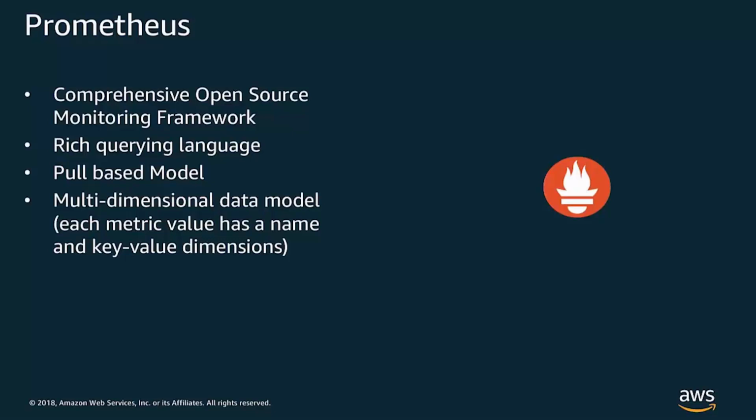Another really great thing about Prometheus is that it has a multi-dimensional data model, which means that each metric value that you store is going to have a name and then a bunch of key value dimensions attached to it. And this gives you a really powerful way of querying the data, as we'll see later.